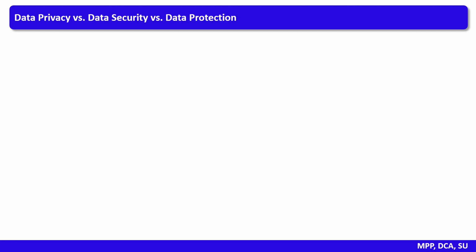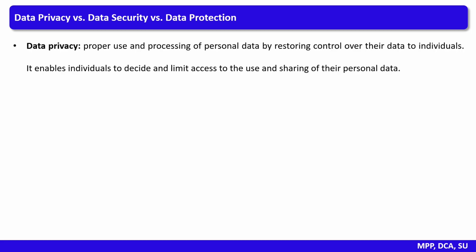Now let us move on to data privacy, data security, and data protection. Now let us start with data privacy. Data privacy refers to proper use and processing of personal data by restoring control over the data to the individuals. It enables individuals to decide and limit access to the use and sharing of the personal data.